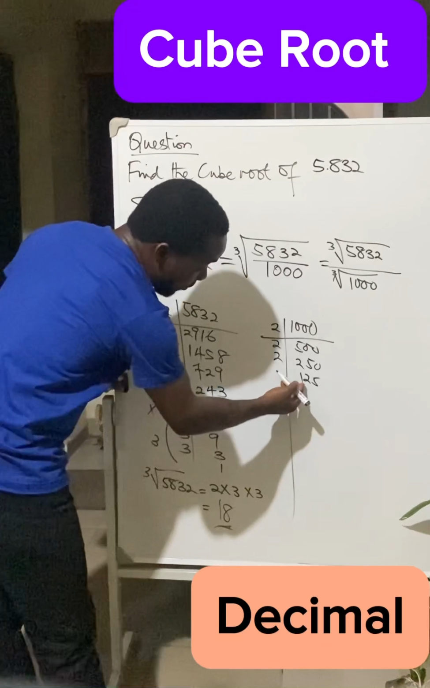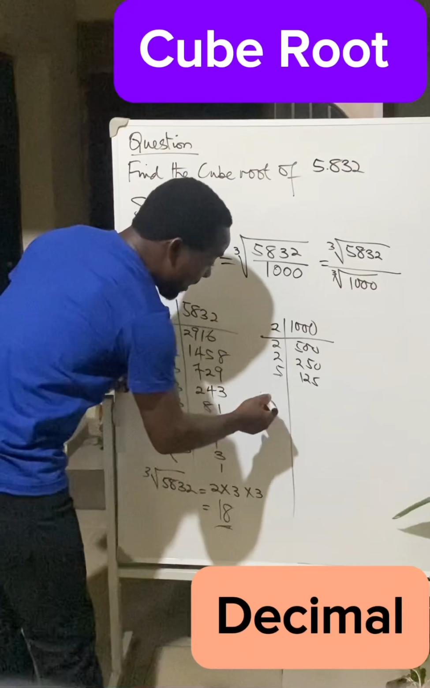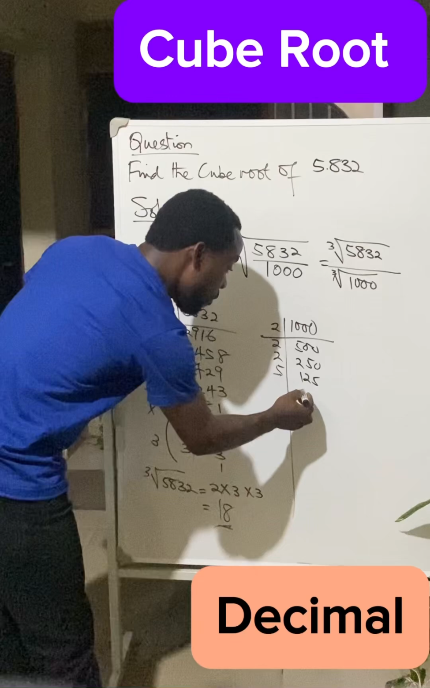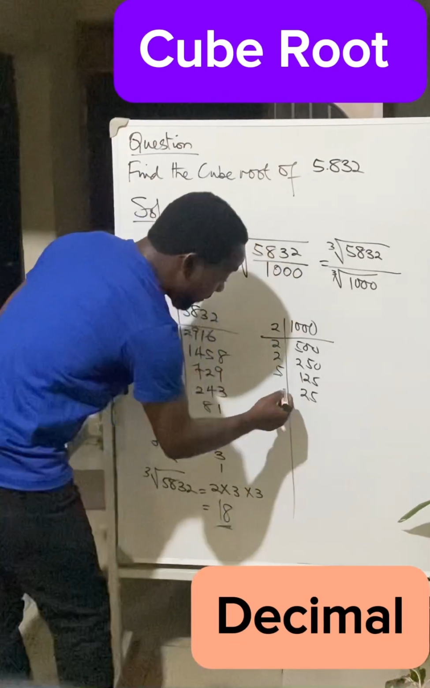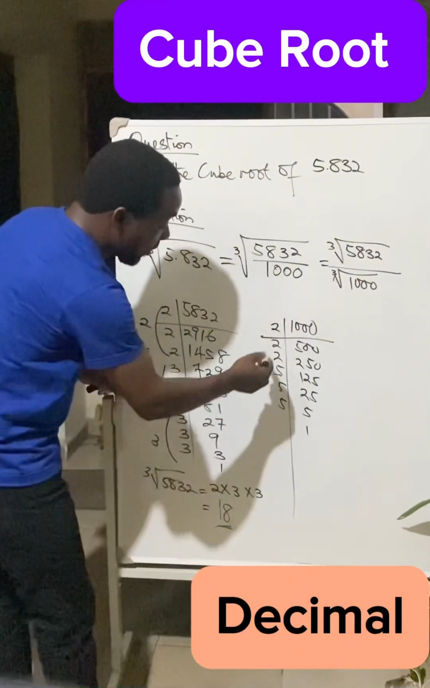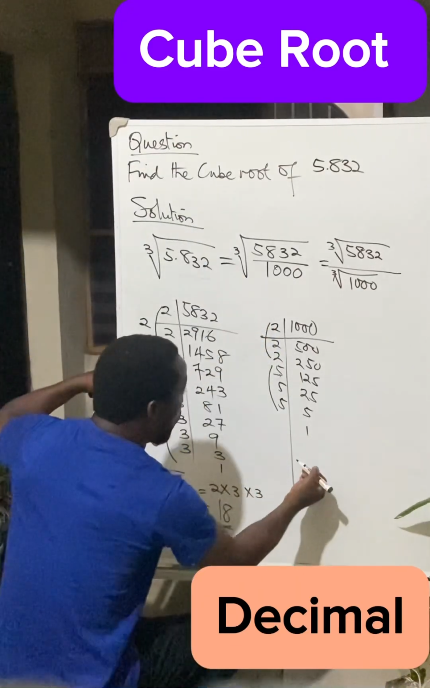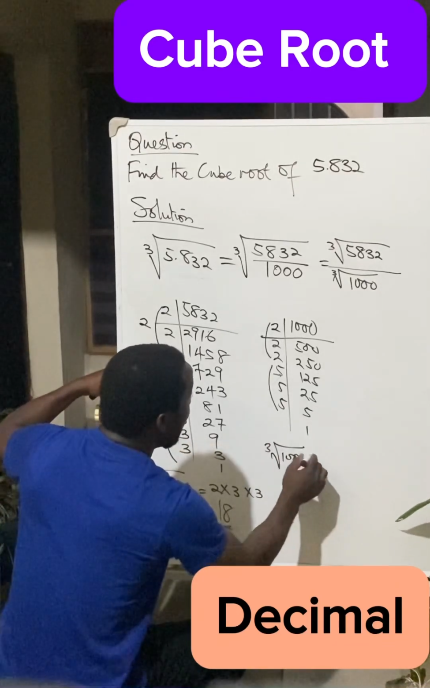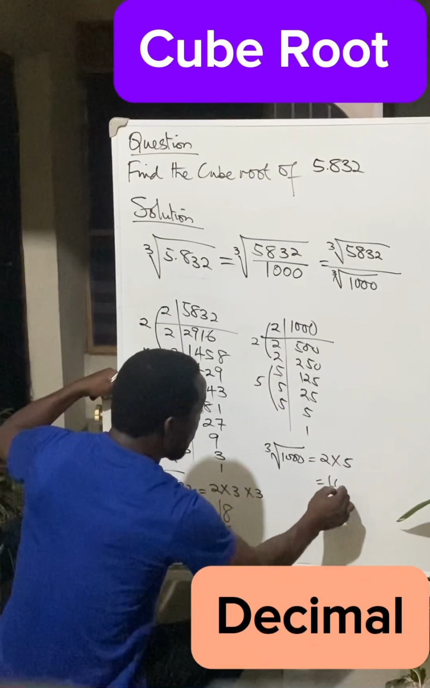Can 3 go into this? 1 plus 2, 3 plus 5, 8. 3 cannot go, so 5 can go because it ends with 5. 5 into 125 is 25. 5 into 25 is 5. And 5 into 5 is 1. Remember, I told you group it in threes because we are looking for cube roots. So here we have the cube root of 1000 is equal to 2 times 5, which is equal to 10.